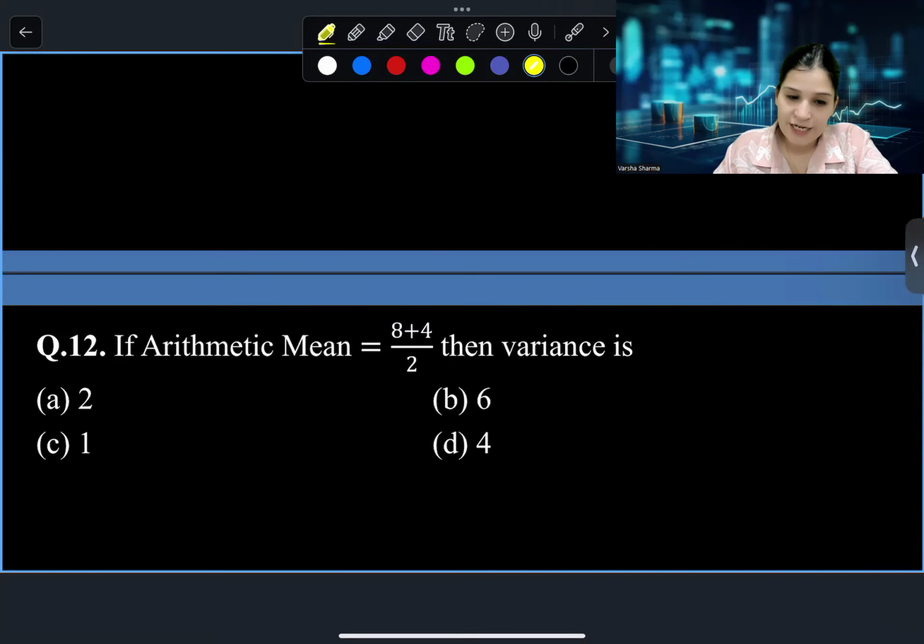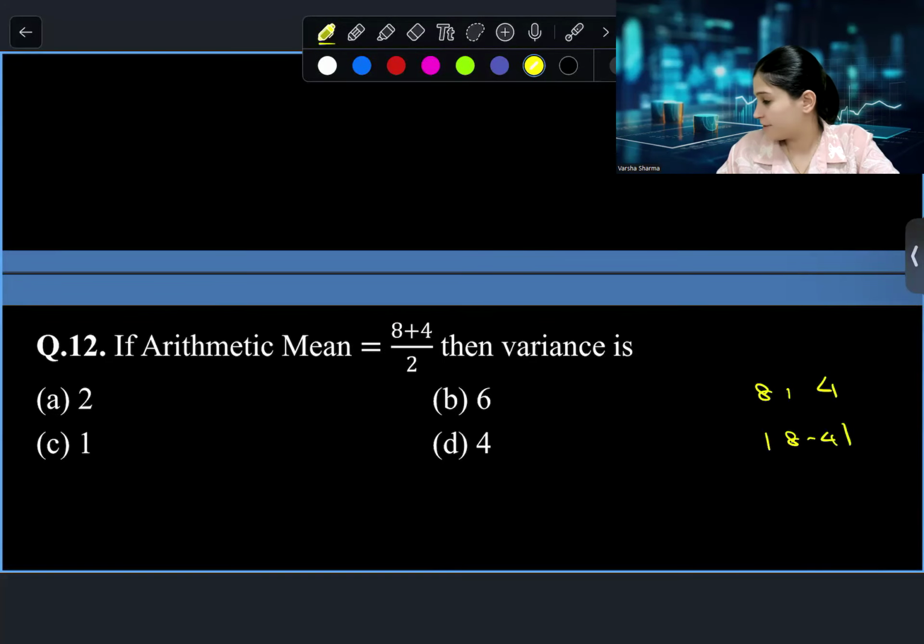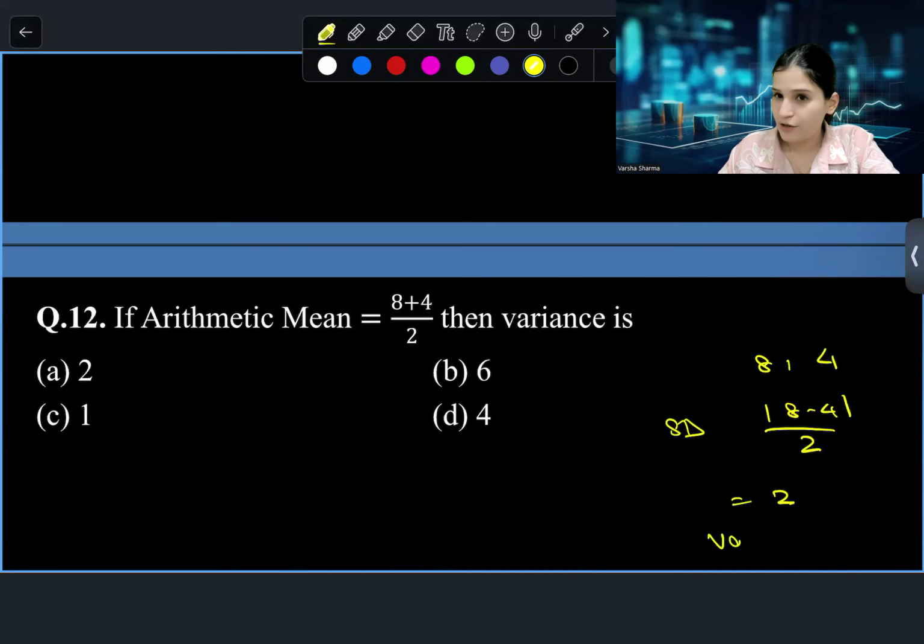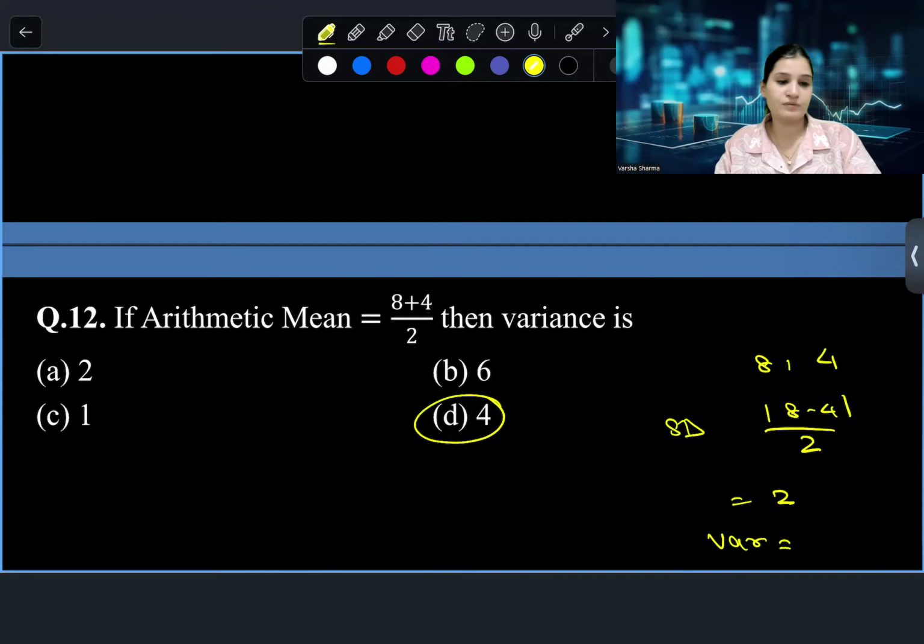If the arithmetic mean is (8 plus 4) by 2, then variance is 4, ma'am. The arithmetic mean is (8 plus 4) by 2. That means the two numbers are 8 and 4. So the variance of two numbers is: standard deviation is (8 minus 4) by 2. So standard deviation will be 4 by 2, 2. Variance is the square of it. So it will be 4. The standard deviation of two numbers a and b is mod a minus b by 2. Variance is the square of it. So it will be 4.